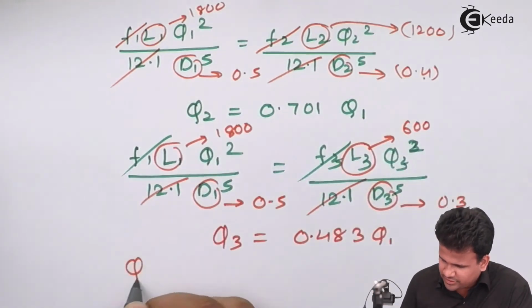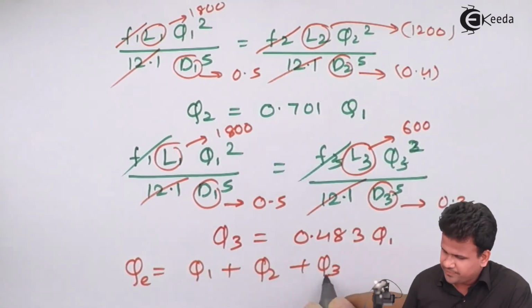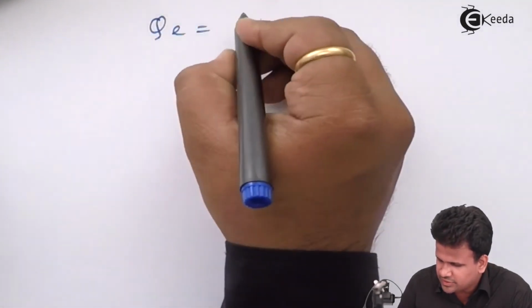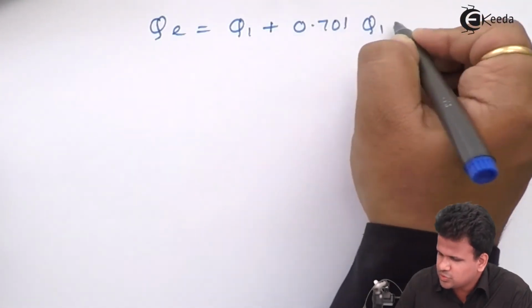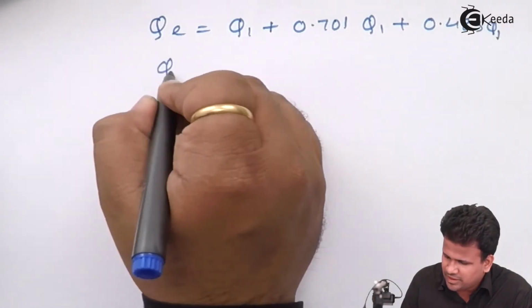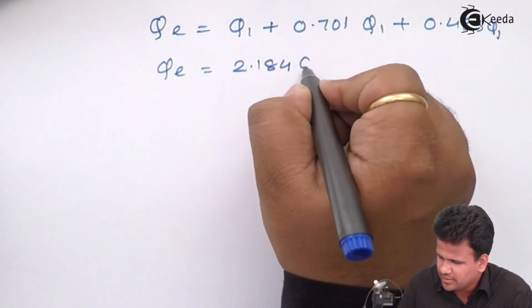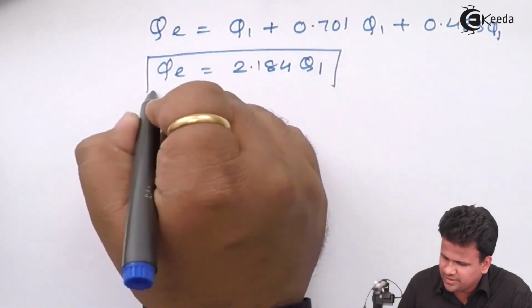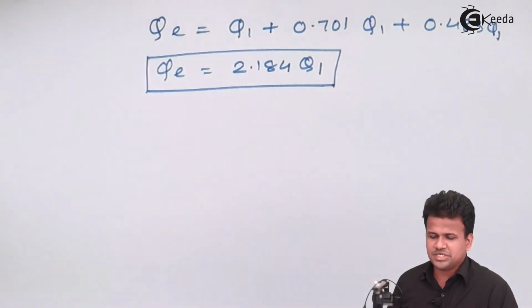So we can write the total equivalent Q as Q1 plus Q2 plus Q3, and we add up this part. What we get after adding up is Q equivalent equal to Q1 plus 0.701 times Q1 plus 0.483 times Q1. The equivalent gives us 2.184 times Q1. So this gives us the relationship between the equivalent discharge and the discharge in pipe 1.